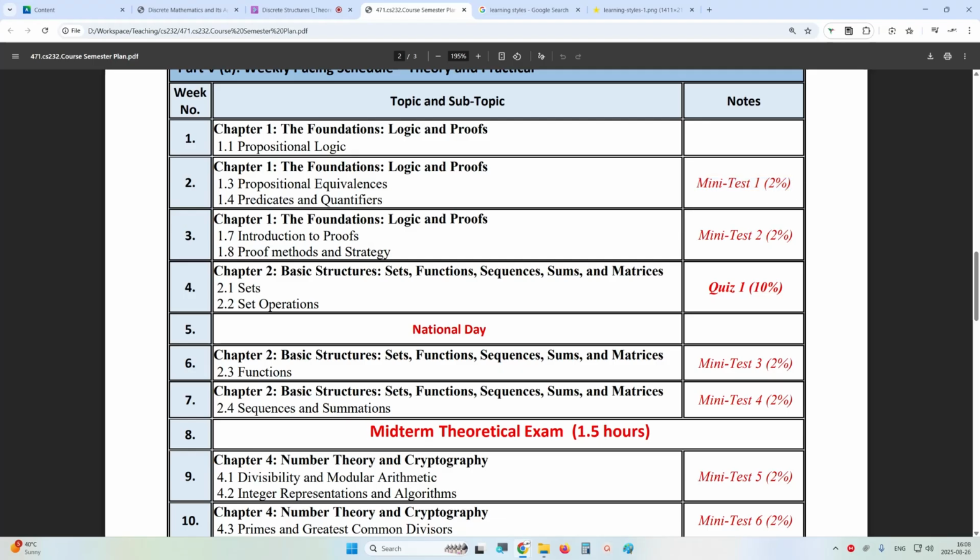I'm going to give you some kind of mini tests, each one of them worth like 2%. These mini tests are going to take maybe 5 minutes. It's very short. So at the end of the lecture, in the middle of the lecture, it depends. I'm just going to put that somewhere depending on the content.